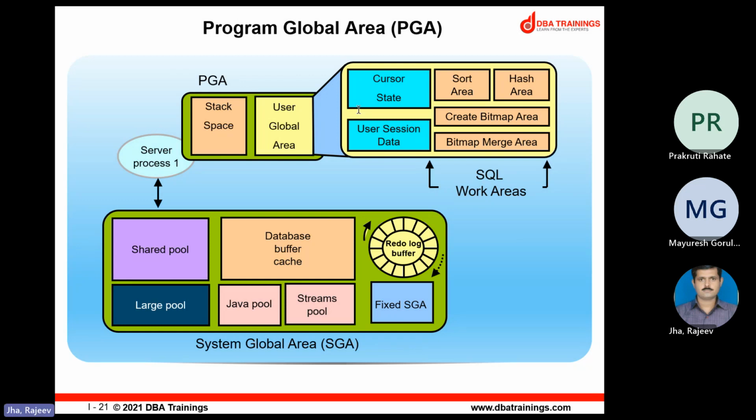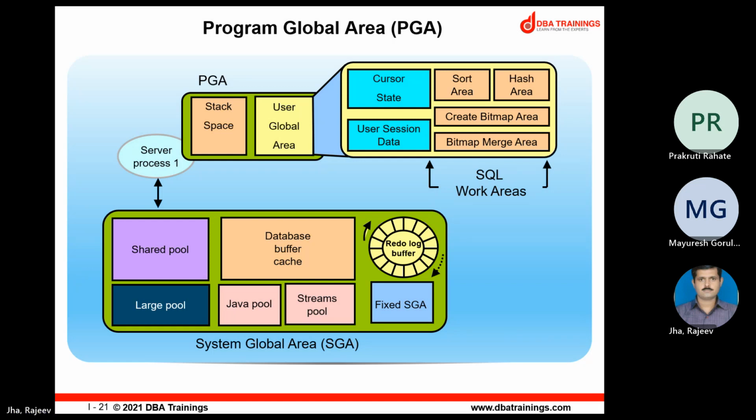And it's non-shared, so every background process has its own PGA. If you remember, we have discussed this earlier. And within the PGA, we have a UGA, which is called the user global area. So the PGA is deallocated when the associated server background process has completed its task or terminated.